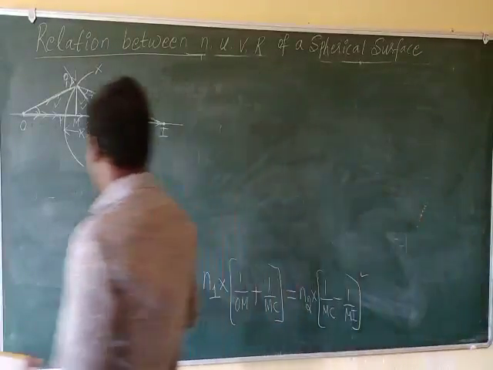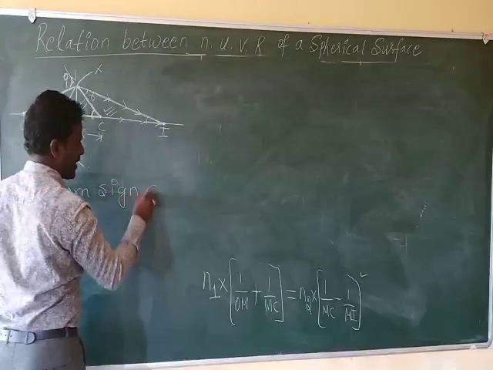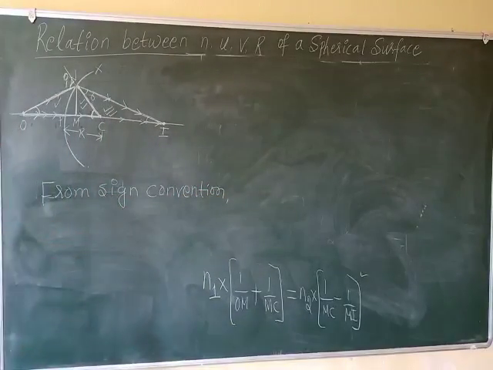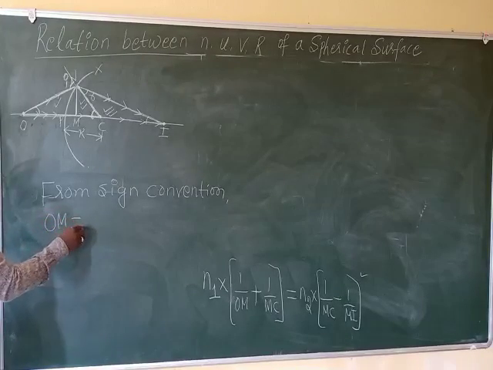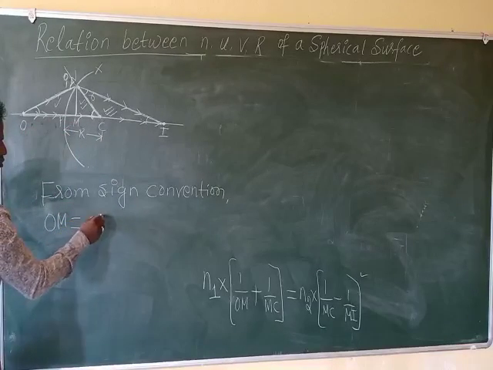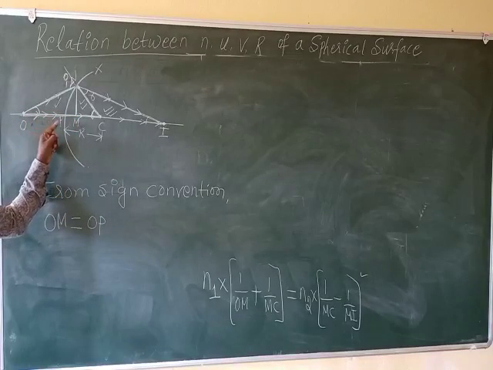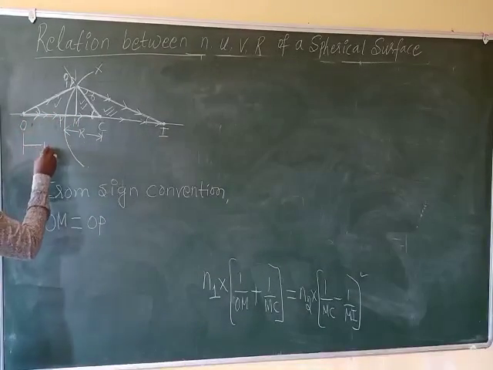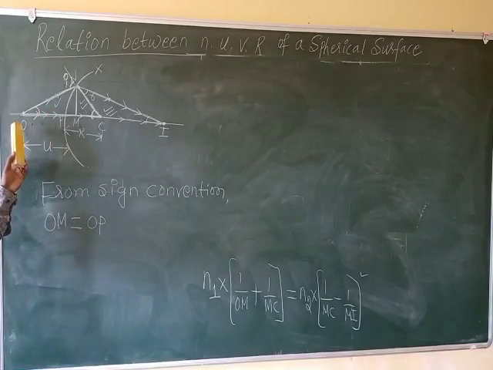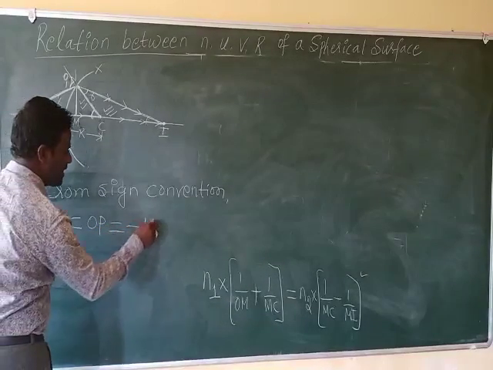So now, from the sign convention, what is OM? OM is equal to OP, since M and P are very close to one another. So OM can be written as OP. OP is the object distance U, and this object is at the back side of the pole. Since the object is behind the pole, it is taken as minus U.